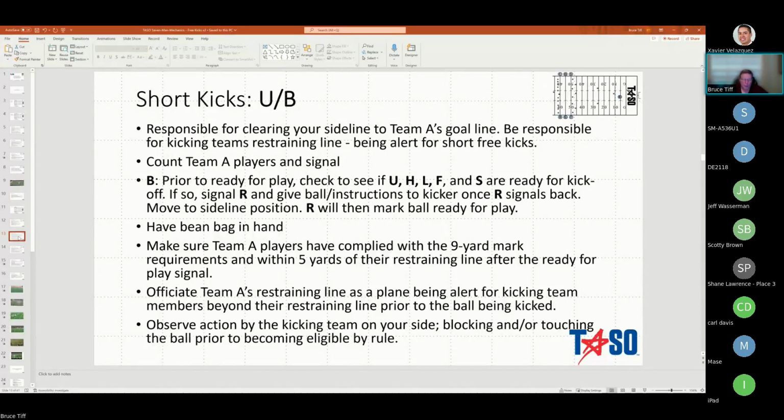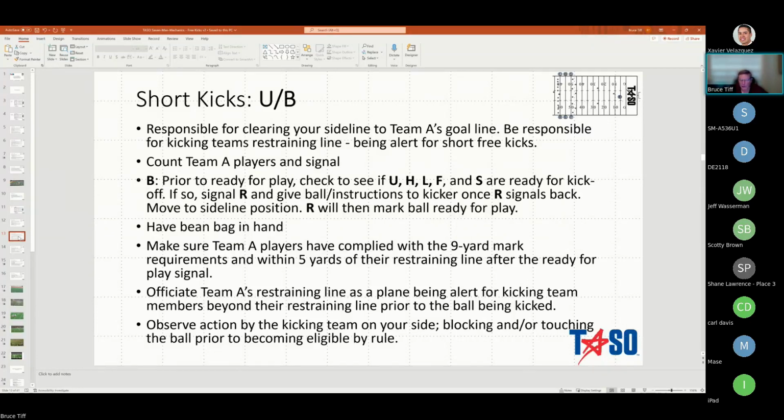This is where we're going to get probably a little bit more focused on any Team A players coming across that restraining line if we do have a short kick made, because we may not call a flag if somebody's got a body part or something across the line on a normal deep kick, but that might be the difference between them getting to the ball before the receiving team. So we definitely want to treat it more as a plane. If they break that plane before the ball's kicked and it's a short kick, then we definitely want to be able to rule on it and have a flag down. We're still counting the team players and giving a signal.